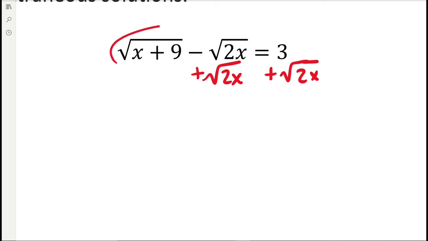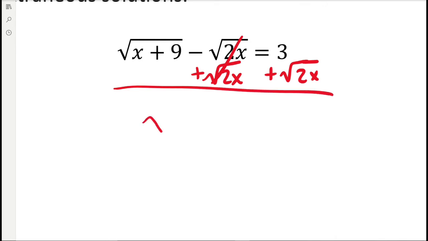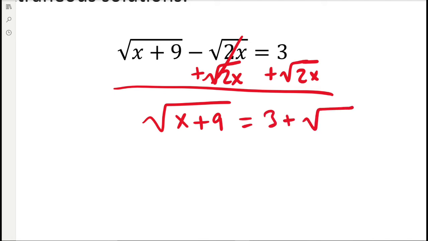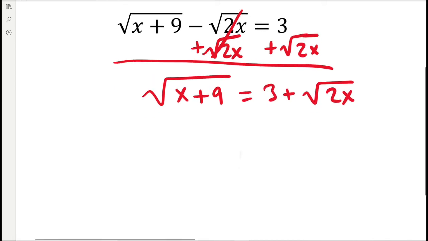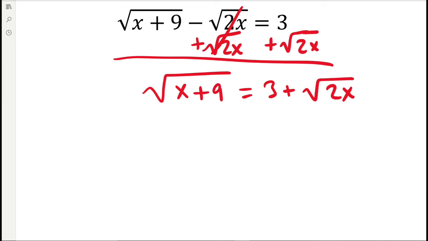That way this radical is all by itself. So now we have this cancels. I get the square root of x plus 9 equals 3 plus the square root of 2x. Now I can go ahead and square both sides because I want to get rid of the square root. But I've got to do the same thing to the other side. So this square and square root cancel.